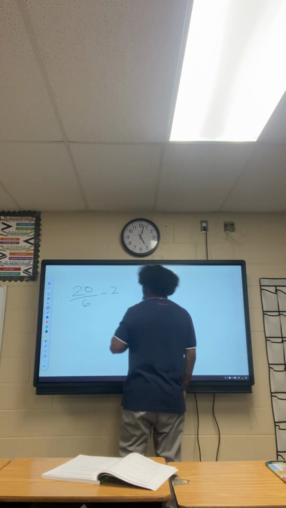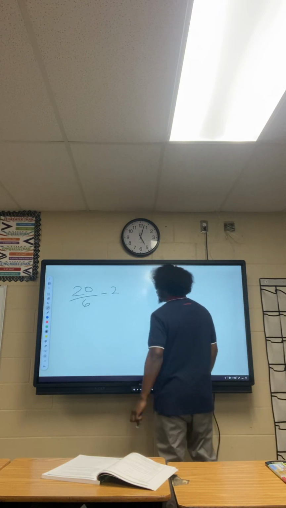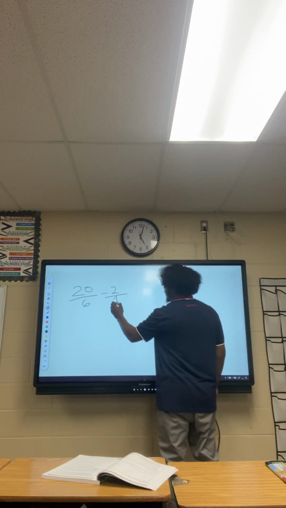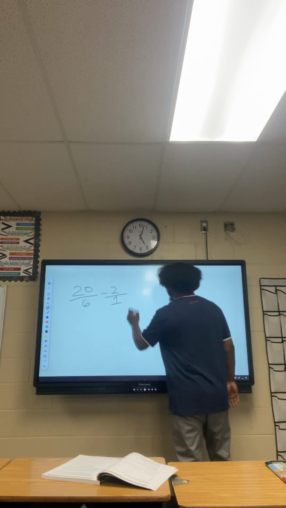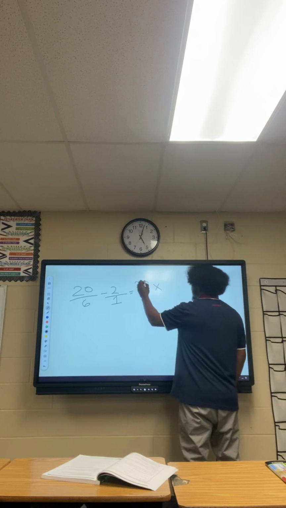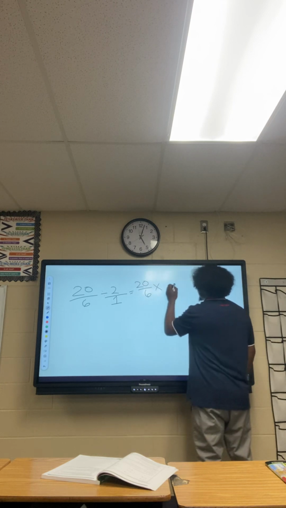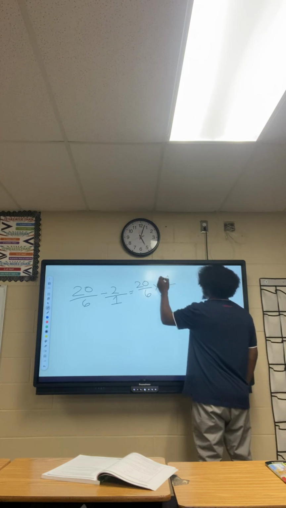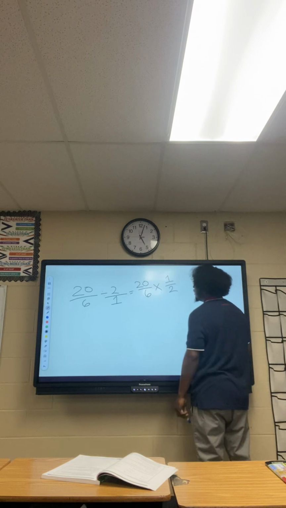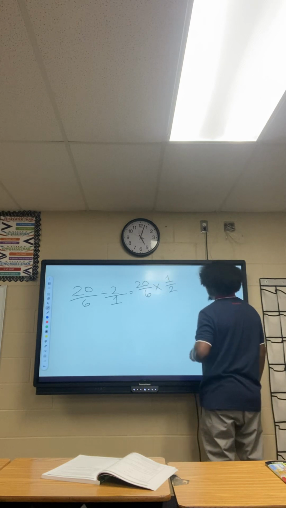Okay? So our first step is to take our whole number and put it over 1. Okay? The next step, change our operation. Our first fraction stays the same. And our second fraction is flipped. So now the 1 is our numerator, and our 2 is the denominator. So it looks like we're multiplying 20/6 times 1/2, okay?